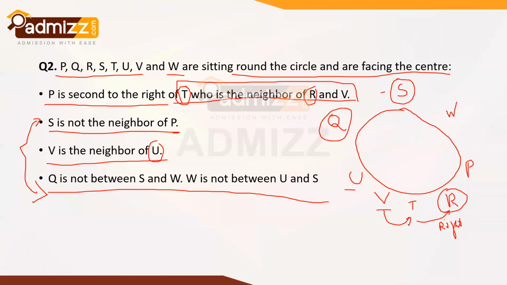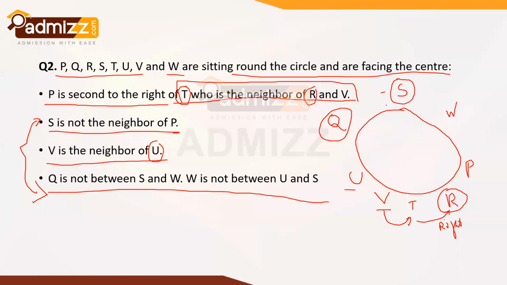And so people are saying that it's P R T V U S W Q, and that is in fact the correct answer, right? But let's figure out how that came about, right?